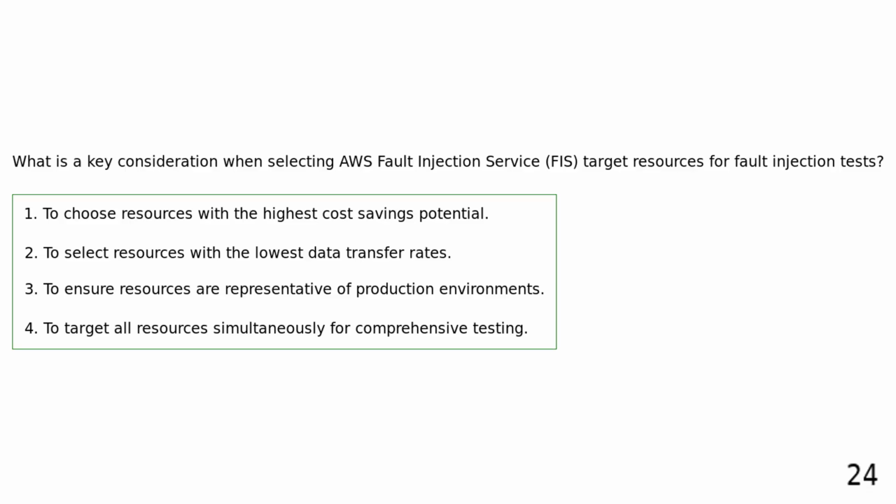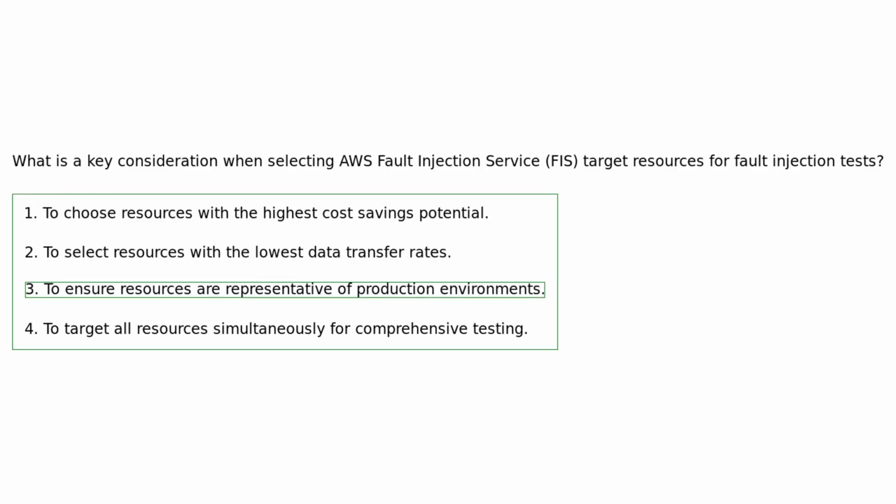What is a key consideration when selecting AWS Fault Injection Service target resources for fault injection tests? To choose resources with the highest cost savings potential. To select resources with the lowest data transfer rates. To ensure resources are representative of production environments. To target all resources simultaneously for comprehensive testing.